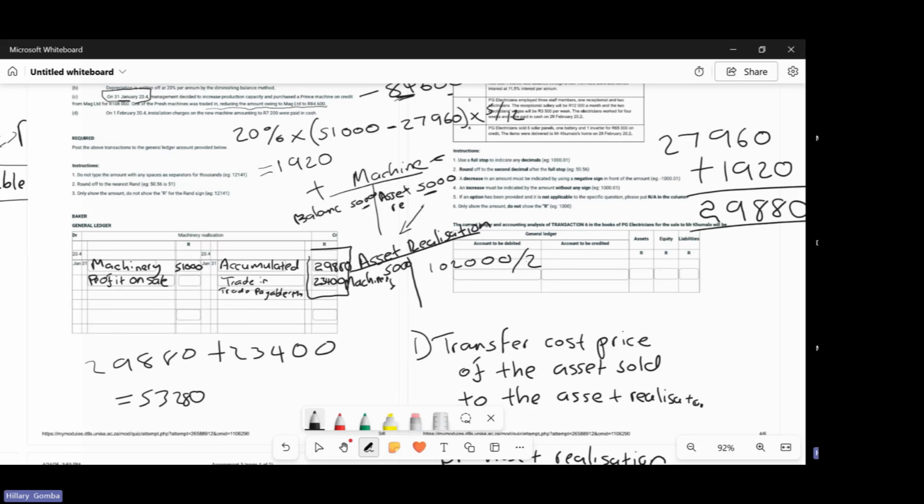Then you record the difference, which is 53,280 minus 51,000, which will be 2,280. That's your profit. And then here you record 53,280. Then you are done with your asset realization. Do you have any questions?